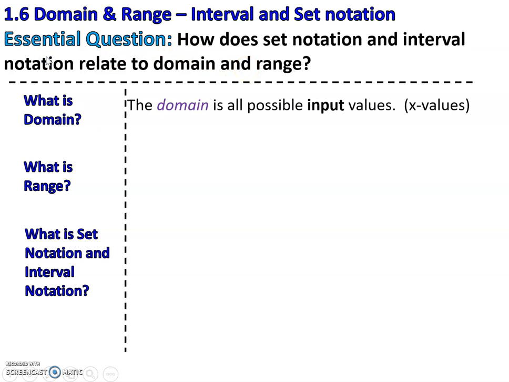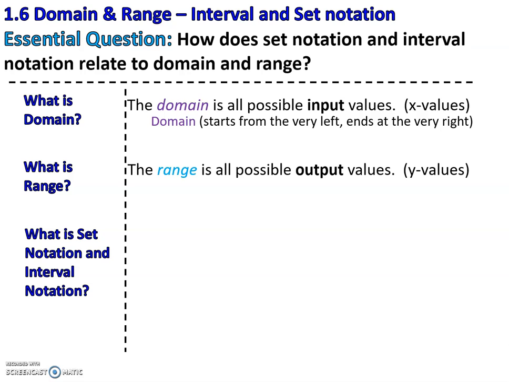So what is domain? The domain is all possible input values. Anything that is a possible input value for a function is in the domain. Domain starts from the very left, ends at the very right. So we're talking about left to right x values.